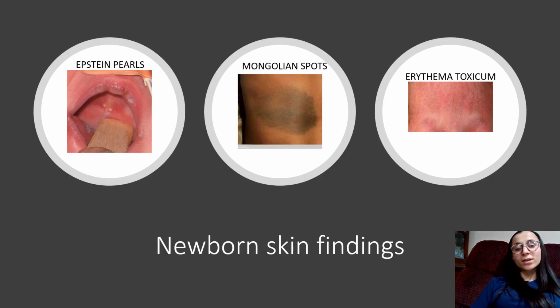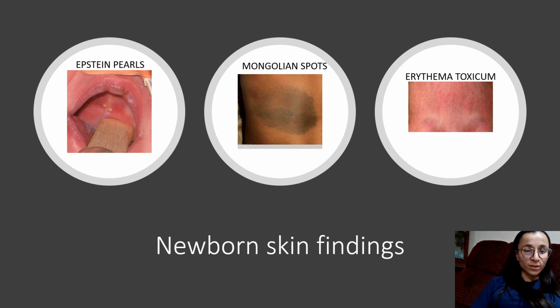Okay, so here we're going to go on to newborn skin findings. Erythema toxicum is very common, as you see over here on the right side. They're firm, white-yellow, basically pustules surrounded by red. It usually appears in the first 2 days after birth and resolves within about 5 days. No treatment necessary. Mom may freak out, but it's very common.